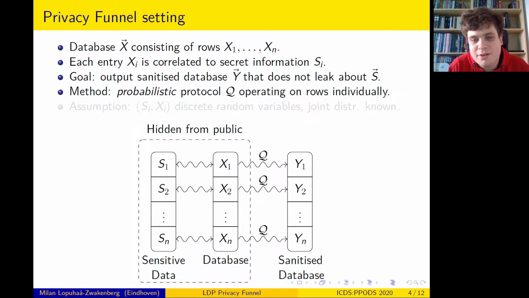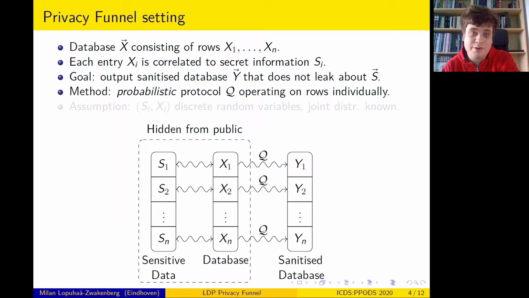And the reason that we do this on every row individually is because it then makes it easier to find the optimal Q. So you only have to optimize on a local level and not over the whole database. And that will turn out to be very nice.